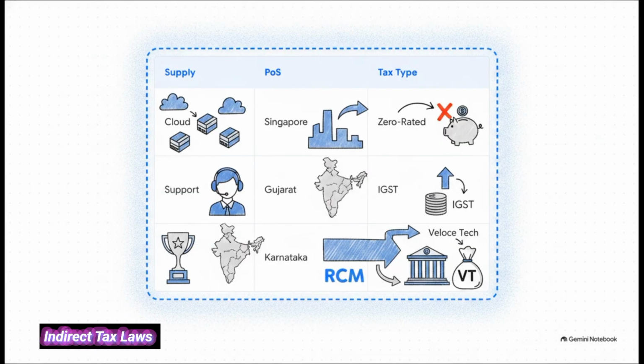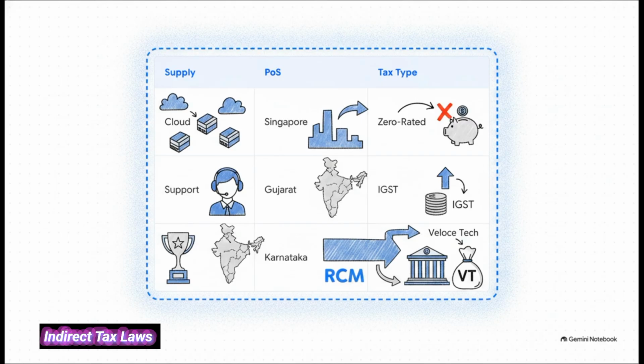Let's break this down. The Singapore cloud hosting qualifies as an export of services, so it's zero-rated. Easy. The tech support in Gujarat is a straightforward interstate outward supply, so Veloci charges IGST. But the sponsorship is where it gets super tricky. For corporate sponsorships, the reverse charge mechanism, or RCM, kicks in. This shifts the tax liability completely.